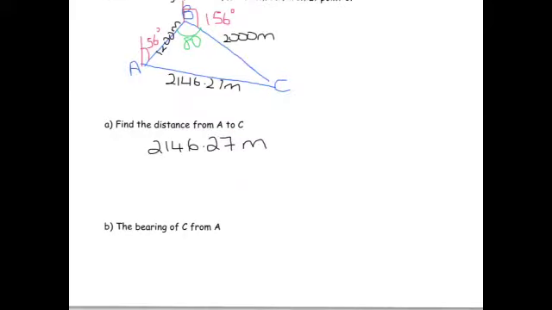Now we have to find the bearing of C from A. Remember, from A means we are starting at A and we're going to C. So we want to work out that bearing there. If we can work out this angle, so the angle A, we then add it on to 56 degrees to give us the whole bearing. So what we're asked to do now really is find angle A.